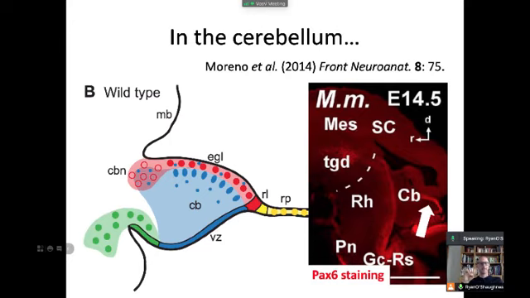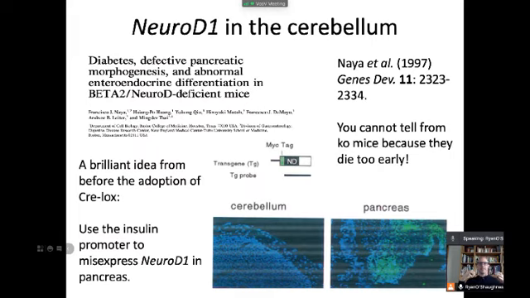This is antibody staining in a hindbrain section of a developing mouse embryo, and we can see this region where the PAX6 staining is present in the developing cerebellum. So NeuroD1 seems to also have a role in the cerebellum. NeuroD1 seems to be important in the pancreas. It's also important in the cerebellum.